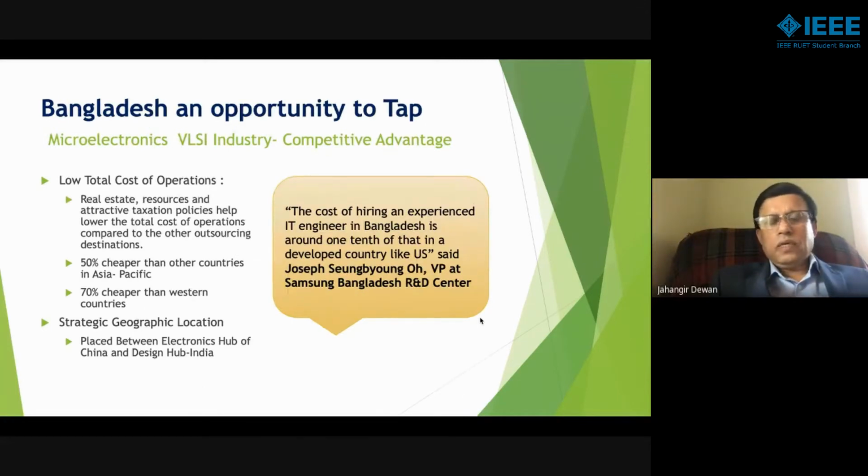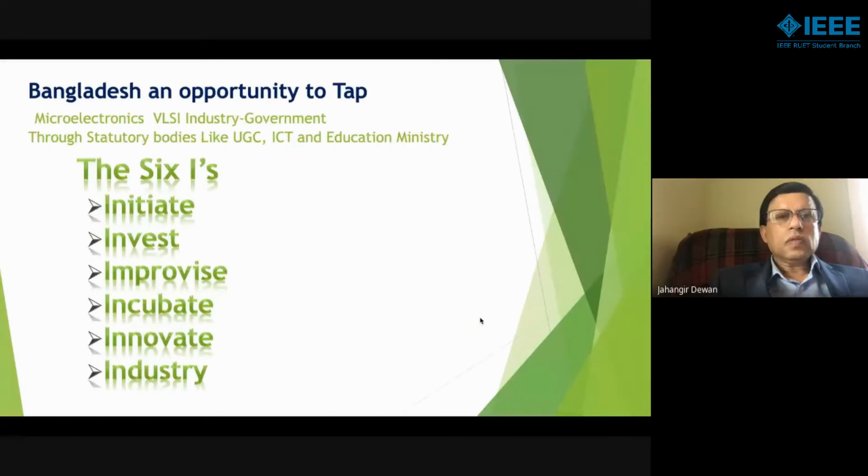So cost is another factor. Bangladesh can be the lowest, or close to it, and we could be very much competitive compared to any other country like Vietnam or China or other places in Asia. So what do you do to tap into these opportunities? There are six I's, I would say: initiate, invest, improvise, incubate, innovate, and then industry.